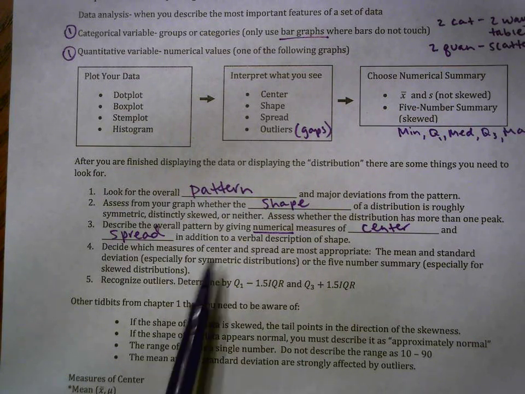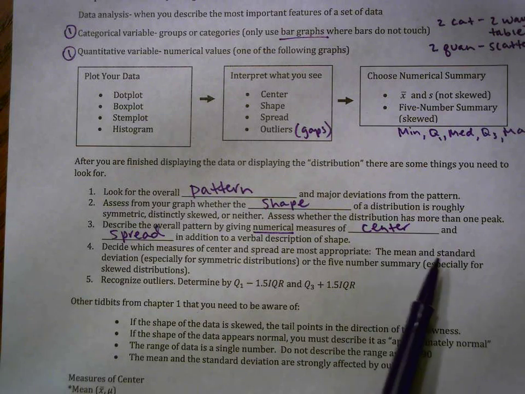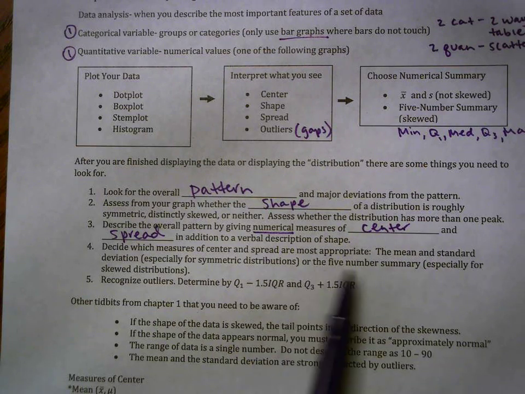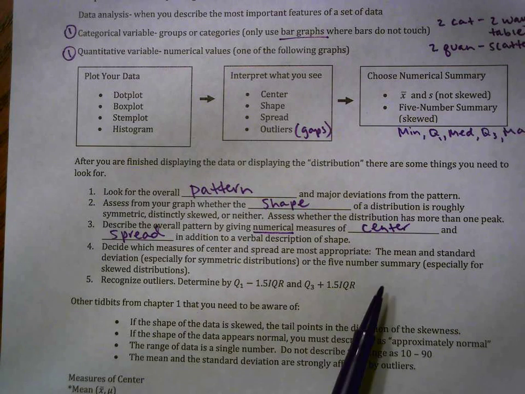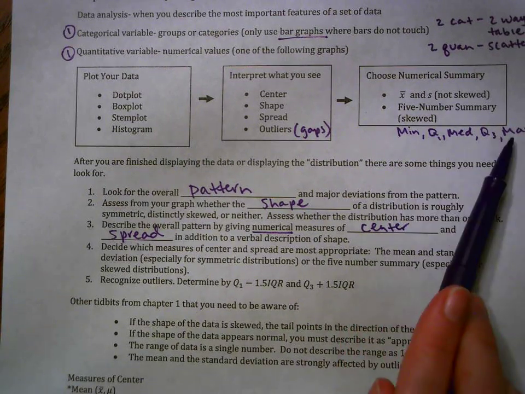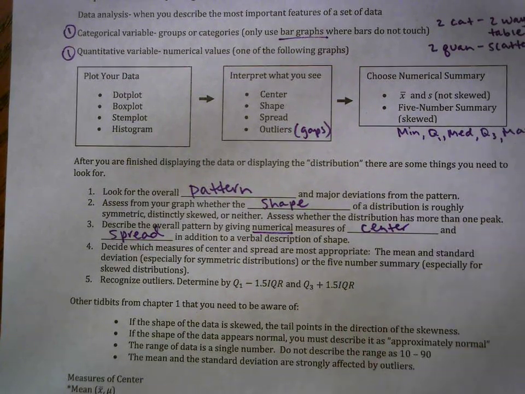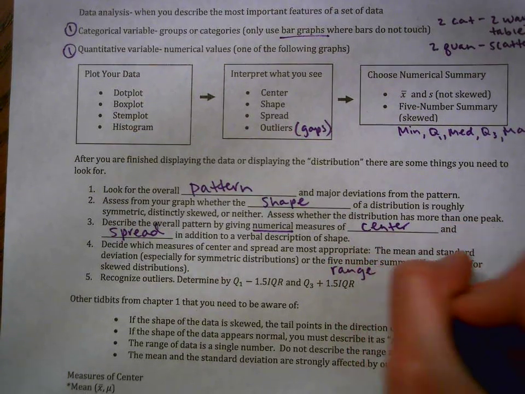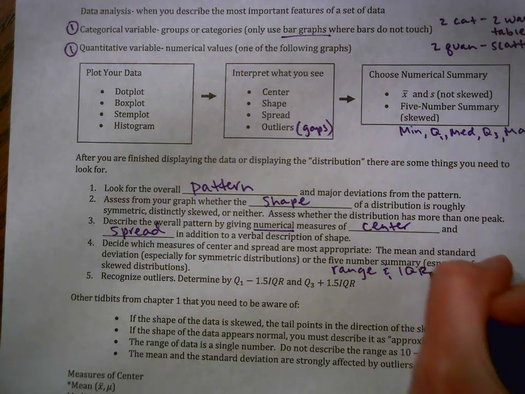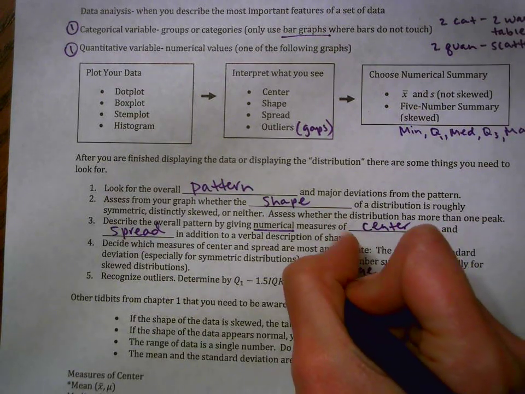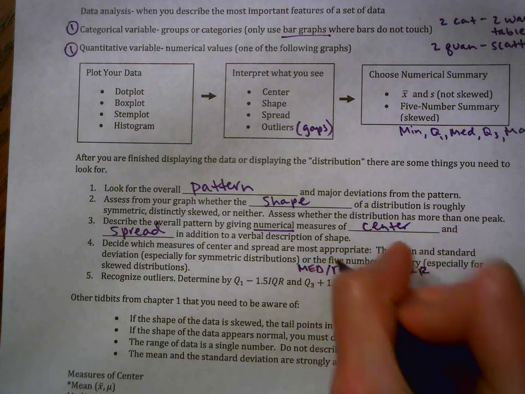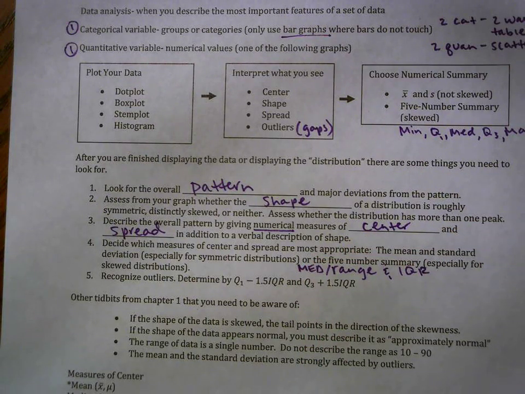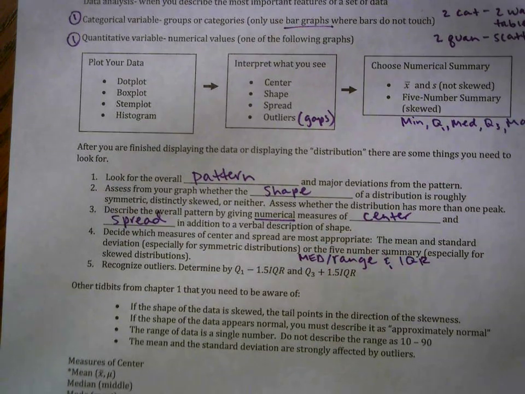So again, if it's symmetric, you would probably want to use mean and standard deviation, or the 5-number summary if it's skewed. Within that, for the spread, you'd want to use range and IQR, and the median for the center. And then you also need to talk about any outliers.